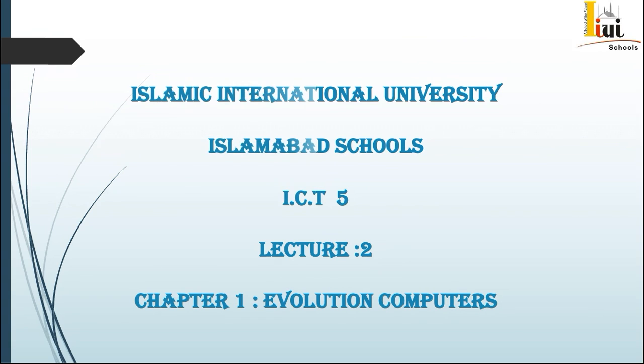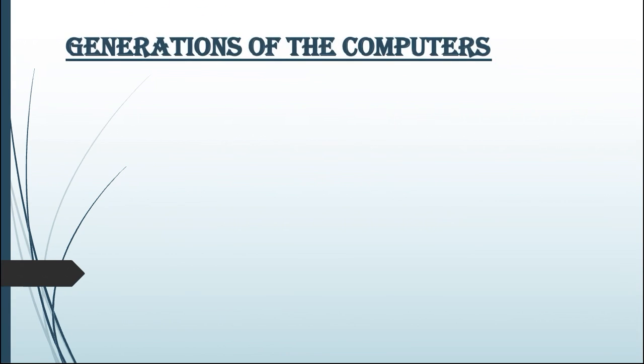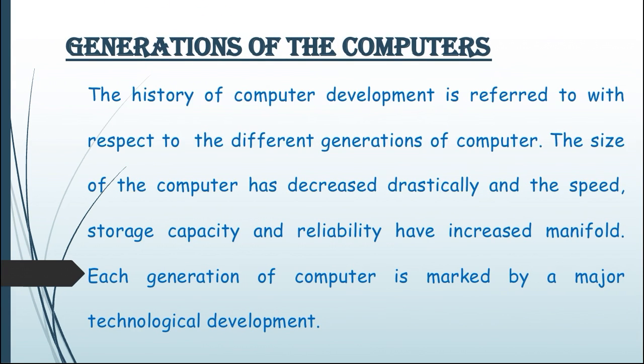In today's ICT lecture from chapter number 1, Evolution of Computers, we'll study the 5 generations of computer. Generation means the history of computer development is referred to with respect to different generations of computer. The size of the computers has decreased drastically, and the speed, storage capacity, and reliability have increased manifold. Each generation of computer is marked by a major technological development.